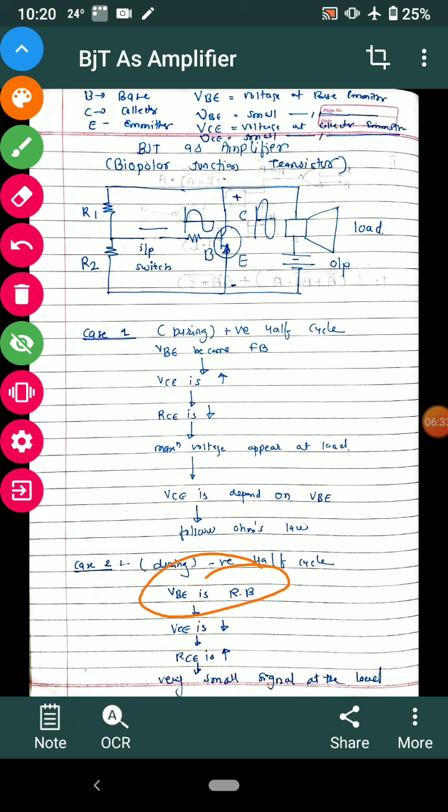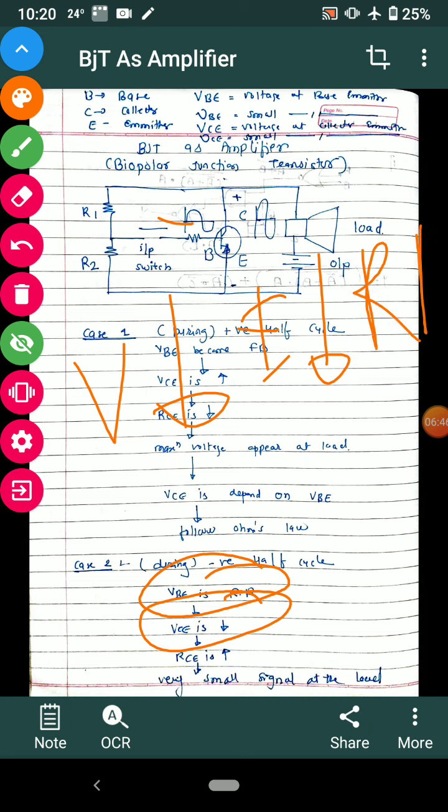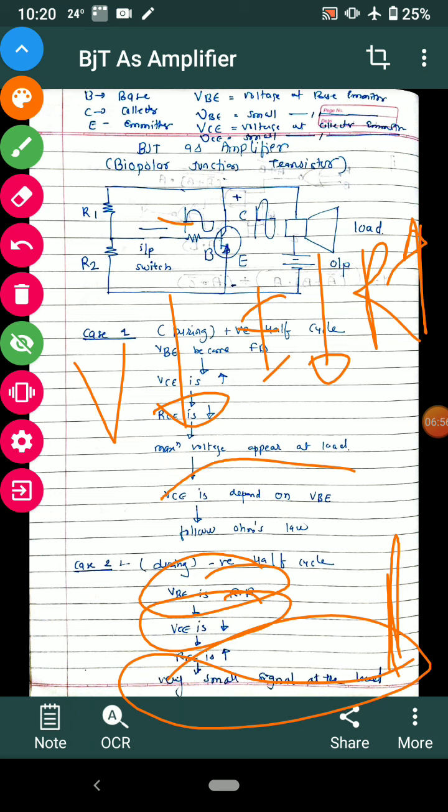Voltage at base emitter becomes reverse biased when a negative signal is given. Then voltage at collector emitter decreases, current decreases, and resistance increases. In that case, there is a very small signal at the load. And in case 1, maximum voltage appears at the load. This is case 1, this is case 2.